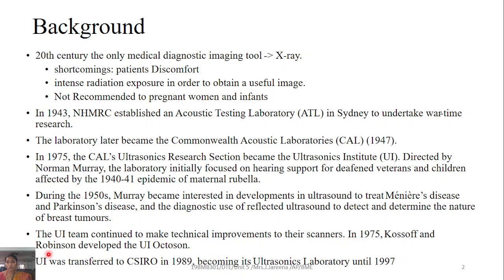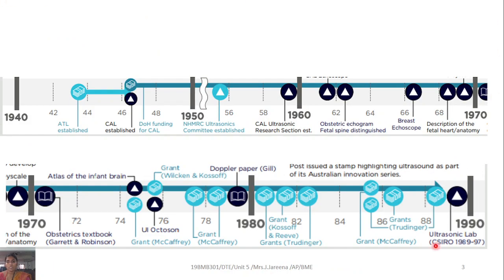Also in 1975, Kossoff and Robinson, the scientists, developed the UI team into UA Octoson. Then UA Octoson was transferred into CSIRO in 1989. It became one of the ultrasonic laboratories and continued until 1997. So this is the overall timeline for the history of how medical ultrasound has evolved. It started from 1940 to 1997, which I have listed here.